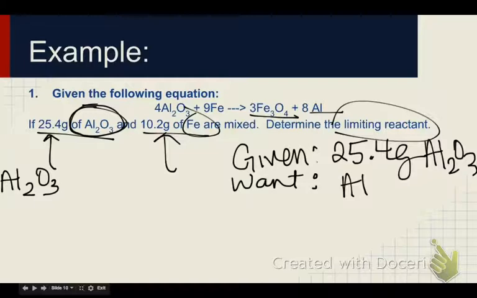So, like I said, my given is 25 grams. So let's do that first. So, 25.4 grams of aluminum oxide.